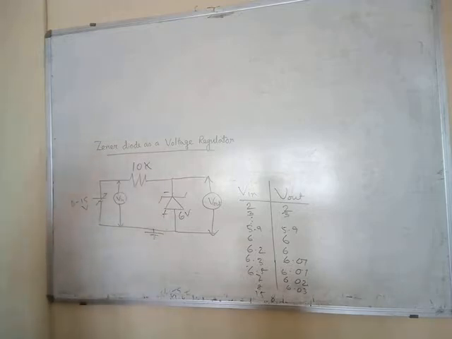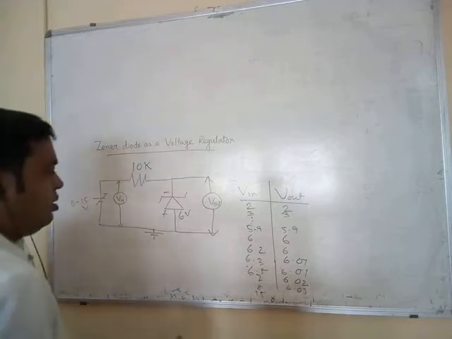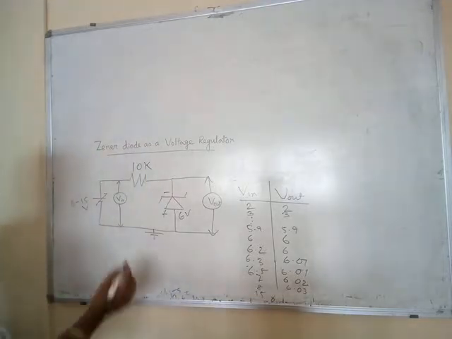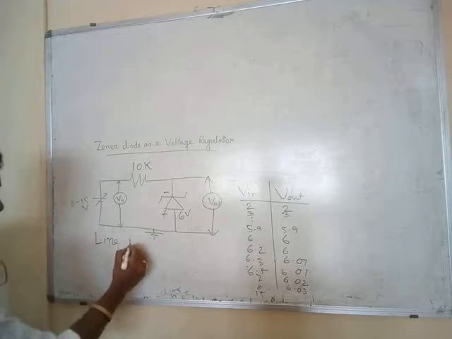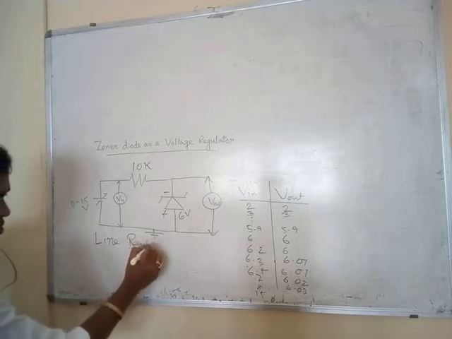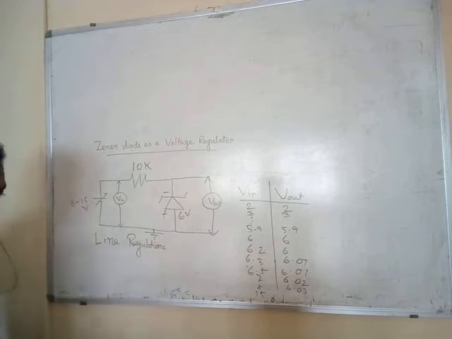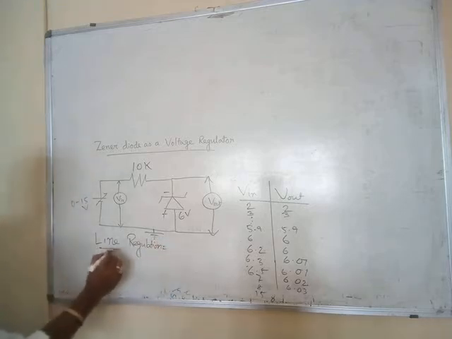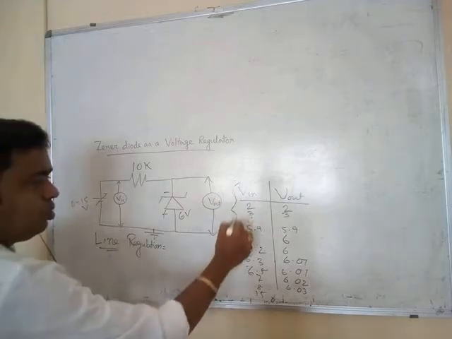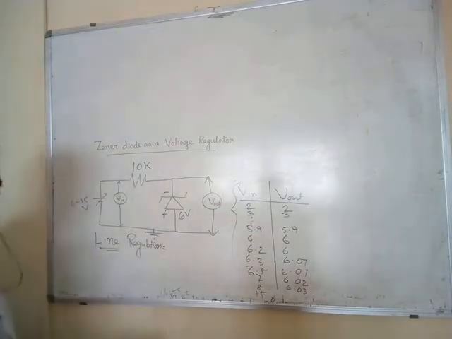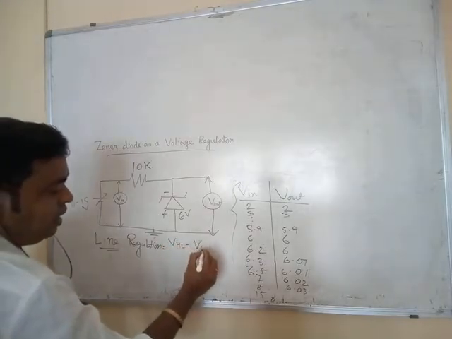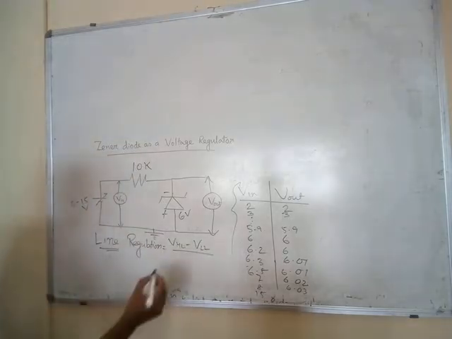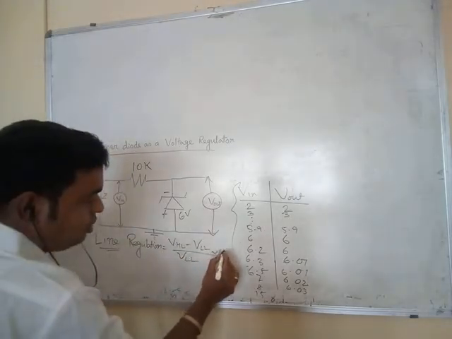So we have to calculate two types of regulation. That is line regulation, and another is load regulation. First of all, we calculate line regulation. Line regulation means we calculate from the input. So line regulation is (VHL minus VLL) by VLL into 100.